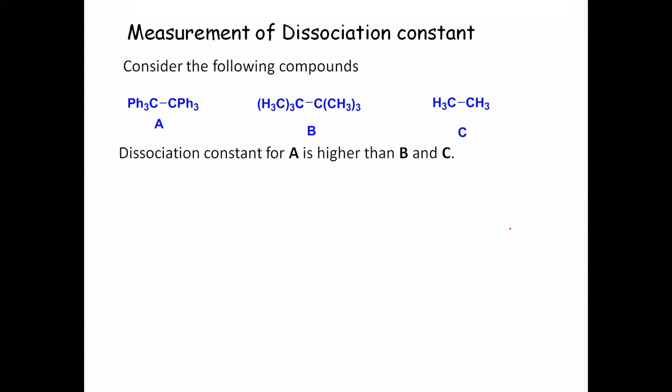What is the dissociation constant? It is a rate constant. What is the rate constant? It is the rate at which the reaction takes place, or reactants are converted into products. And that is always in terms of concentration divided by time. That is called the rate of reaction. So the dissociation constant is nothing but similar to the rate constant.